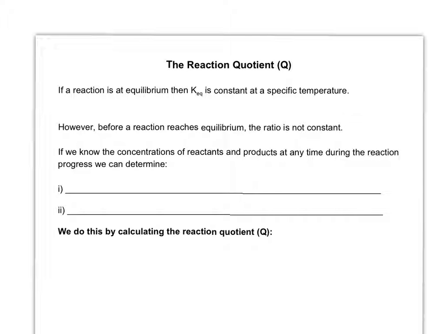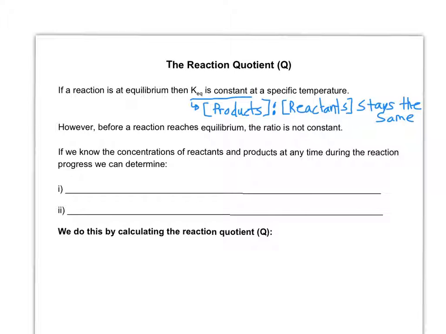We know that if a reaction is at equilibrium, then the K equilibrium is constant. What this means is that the concentration of our products and the concentration of reactants is going to stay the same. Once it's at equilibrium, the ratio of the concentration of the products to the concentration of reactants stays the same. However, before our reaction actually meets equilibrium, the ratio is not constant. That makes sense because we know that the reaction is moving towards equilibrium, so the concentration of products and reactants is going to change.